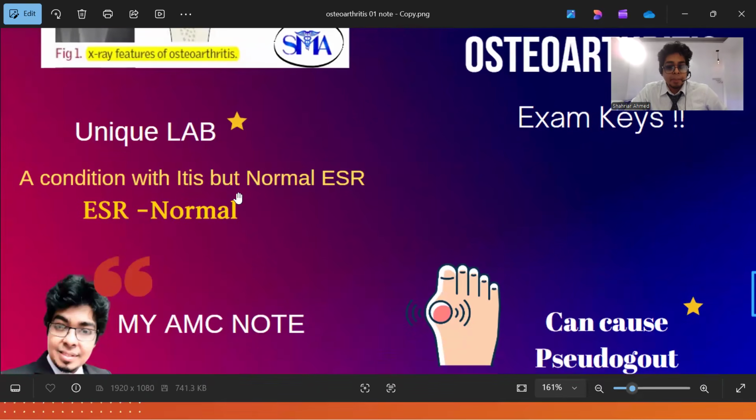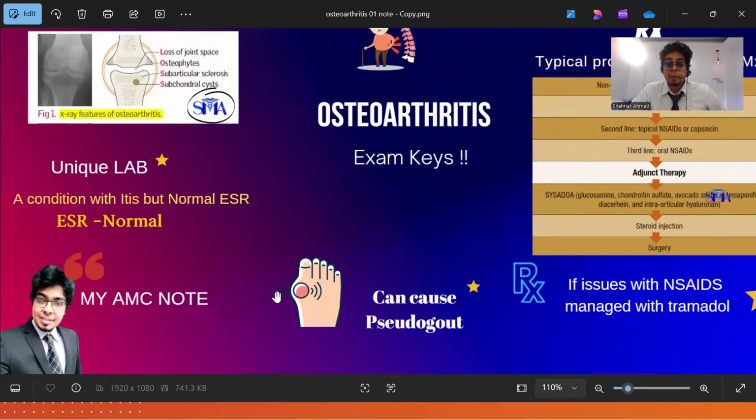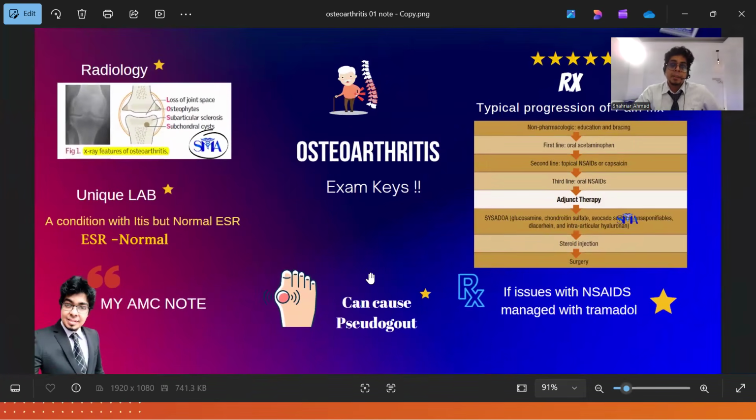It's a condition, okay, but with a normal ESR. ESR will be normal, but in other inflammatory arthritis, ESR would be raised. All right, so this is important.